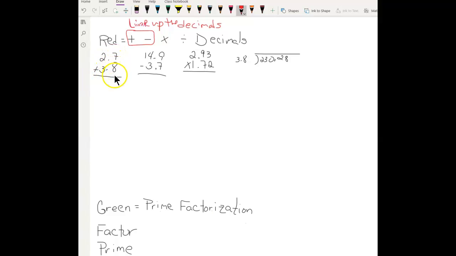All right, 7 plus 8 is 15. So we put the 5 in the 1's place and carry the 1. And then we go 2 plus 3 is 5, plus 1 is 6. We just keep the decimal exactly there. Adding is easy. Subtracting is easy. This one, we're subtracting. 9 minus 7 is 2. Keep our decimal right there. 4 minus 3 is 1. And 1 minus nothing is 1. That's our answer, 11 and 2/10.